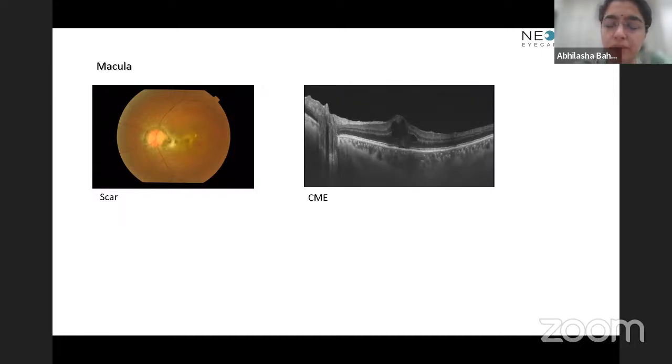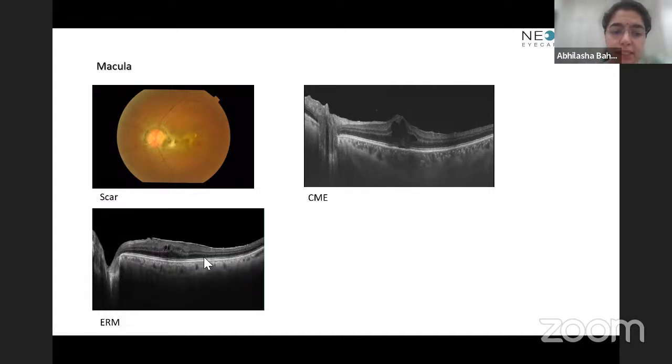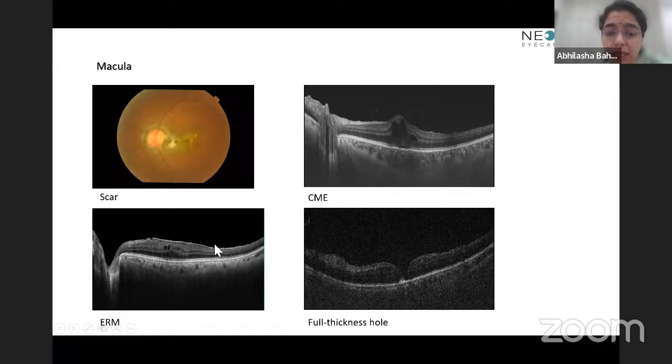Coming to the macula, many a time after treatment of uveitis, there might be a macular scar or a CME. Now, cystoid macular edema is a very vision-threatening complication of uveitis. And before planning cataract surgery, always get an OCT done. You can see an ERM. And sometimes this is a case of dense cataract, and when we did an OCT, we saw a full thickness macular hole. So before planning cataract surgery in any case of uveitis, always get an OCT done.